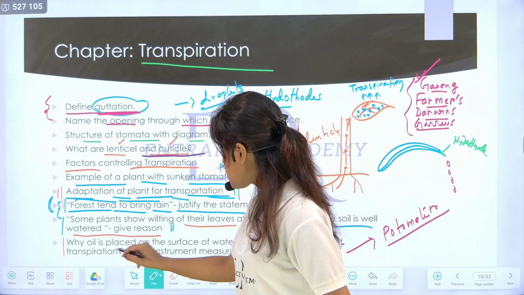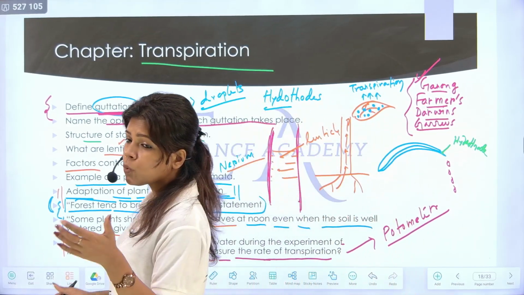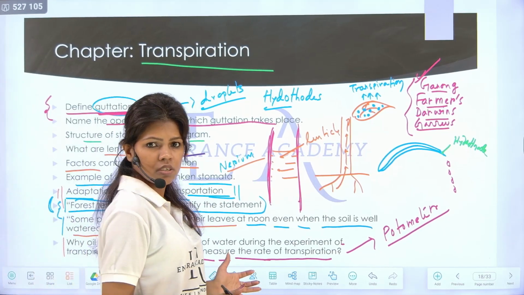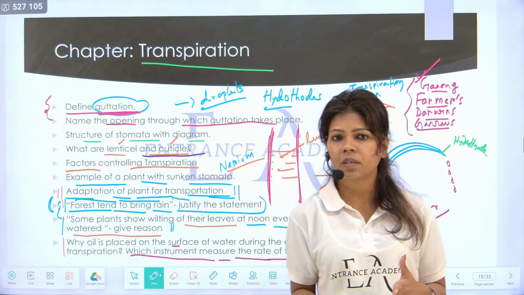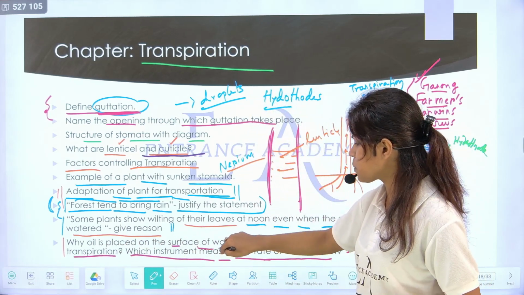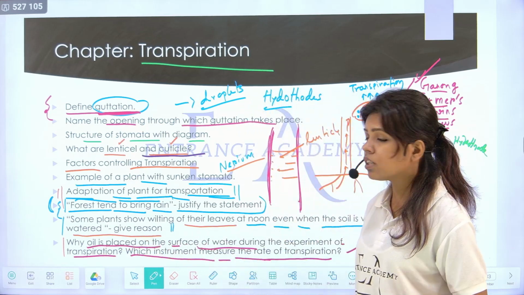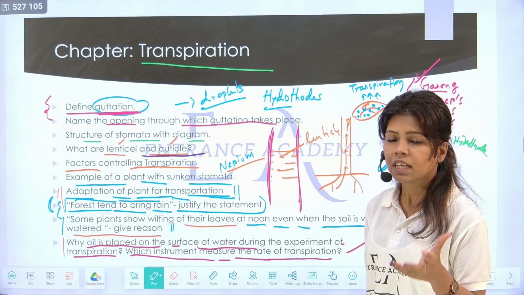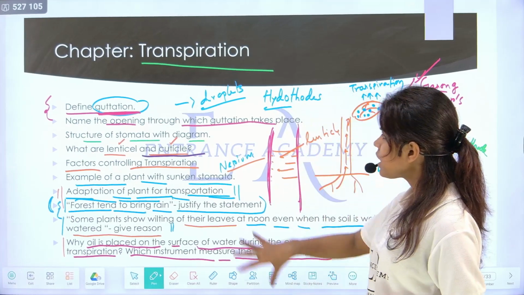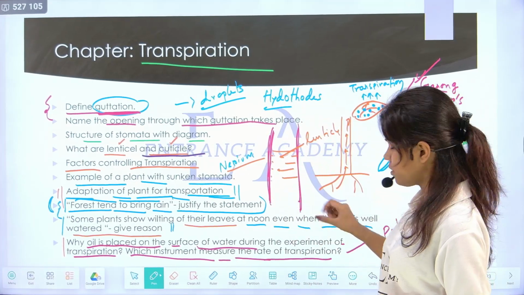And why is oil placed on the surface of water? Oil is placed on the surface of water to inhibit evaporation during the experiment for establishing the transpiration. So oil is placed on the surface of water to prevent or to inhibit evaporation from the water surface. So these all are the important questions from this chapter, transpiration.